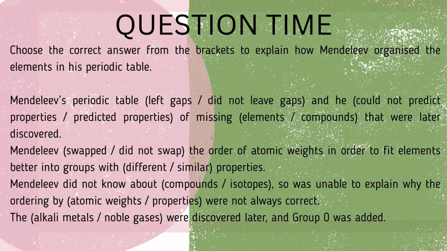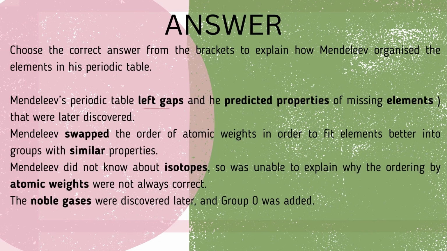Question time for you. Choose the correct answer from the bracket to explain how Mendeleev organized the elements in his periodic table. Read the passage, fill in the correct one, and then check your answer. If these were your answers, then you're correct. Well done. If the answers were wrong, go back to the previous slides, check it, try to retain it, and then again answer it.